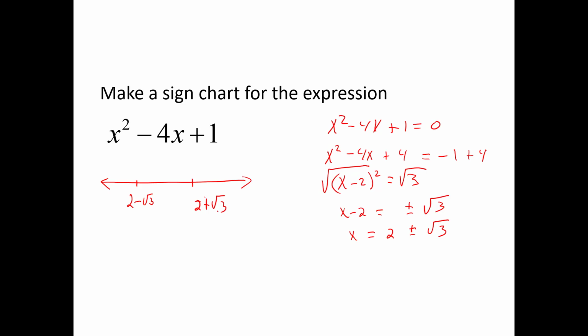And so you can do a couple things for this. One of the things you can do is you can make a table. The square root of 3, 1 squared is 1, 2 squared is 4. It's somewhere in between 1 and 2, right? So 2 minus something in between 1 and 2, that's still going to be positive. So we could put in 0. And if we put in 0, we get 1.